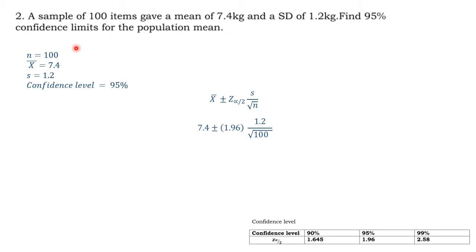Z at 95% is 1.96, x bar is 7.4, s is 1.2, and n is 100. Solve it 2 times, first time with minus and second time with plus. Use your calculators to find the answers and round your answers up to 2 decimal places, and this is the required confidence interval for the population mean.